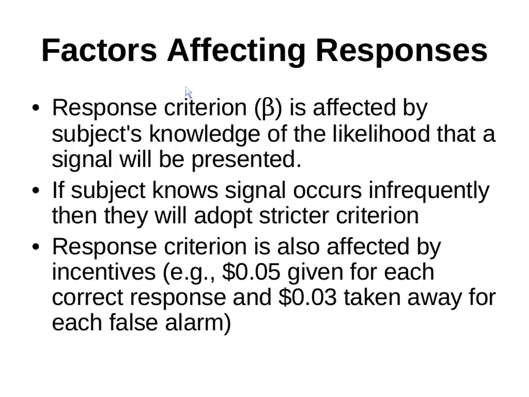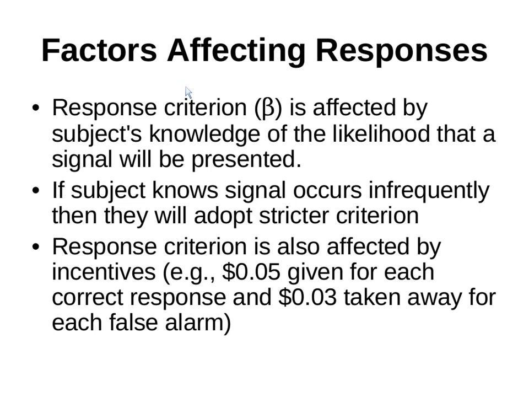Oh, one more slide before I get into that. So another term for that response criterion is beta. Beta is another term for the response criterion. And I already mentioned that it can be affected by a variety of things. It can be affected by the subject's knowledge of what the likelihood of a stimulus is going to be.